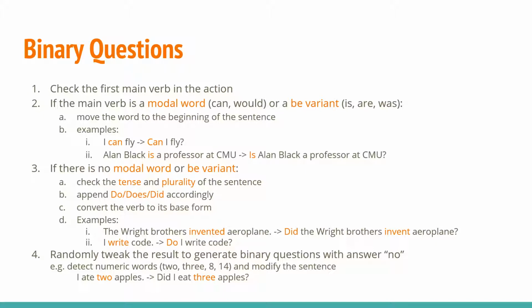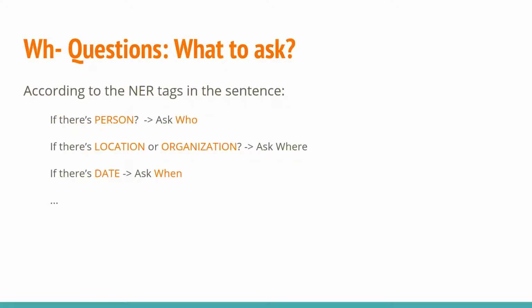We will check the tense and plurality of the sentence and append do, does, did accordingly, and then generate the questions. Last, we will change the sentence a little bit to make the answer no, because we know that if we just generate a question from the original sentence, the answer is always yes. For the WH question, if there is a person, we will ask who. If there is a location or organization, we will ask where, and so on and so forth.